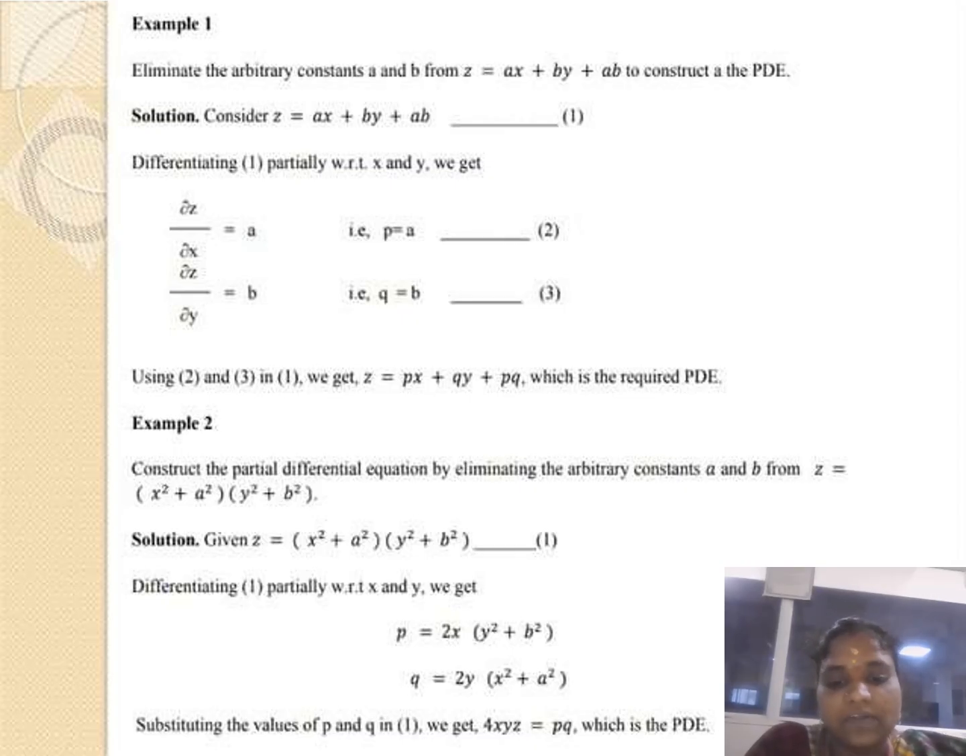So, substituting the values of p and q in the first equation, we get x² plus a² value is q by 2y. Similarly, y² plus b² value is p by 2x. So p by 2x is equivalent to y² plus b², and q by 2y is equivalent to x² plus a². Substituting in the first equation, we automatically eliminate the arbitrary constants, and we get 4xyz equal to pq.